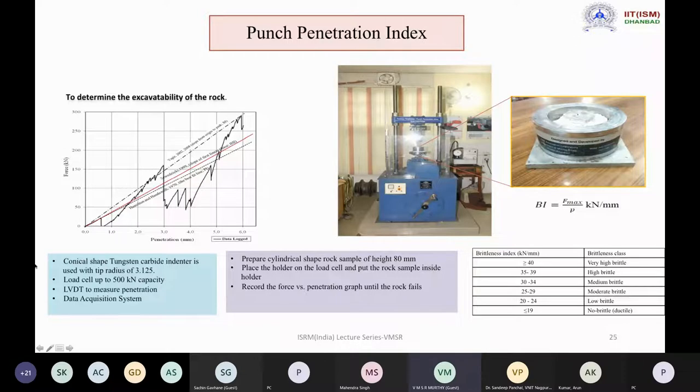And then a lot of research can be done on the behavior of these peaks in different rocks. Different authors have done different classifications and have different ways of predicting the brittleness. Generally, what we are taking is the peak value divided by the deformation that happens at that particular force.